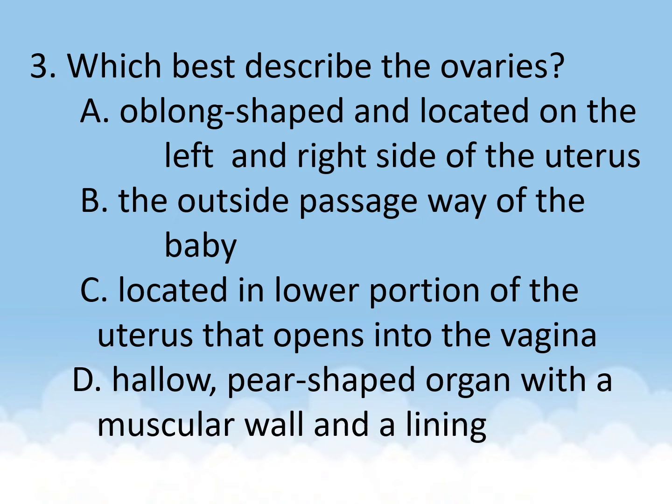Number 3, which best describes the ovaries? A, oblong shape and located on the left and right side of the uterus. B, the outside passageway of the baby. C, located in the lower portion of the uterus that opens into the vagina. D, hollow pear-shaped organ with a muscular wall and lining.